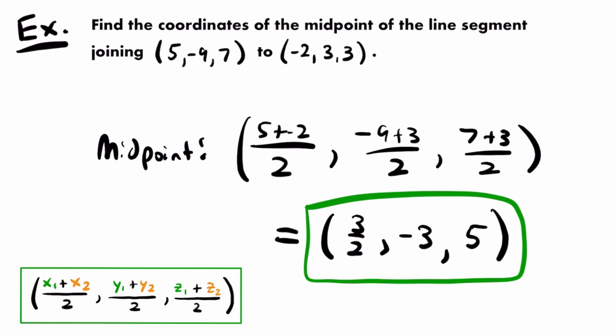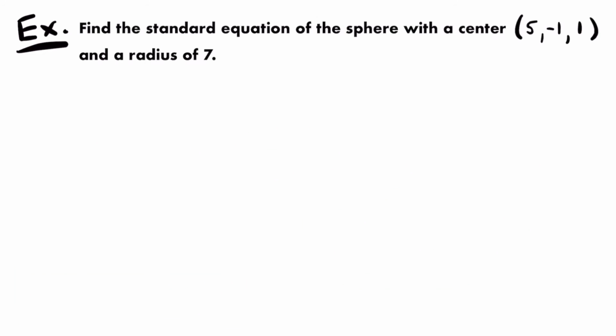All right, finding a midpoint is really just that simple. You average up the x-coordinates, you average up the y-coordinates, and you average up the z-coordinates. Let's take a look at a different example. Okay, so next up we want to find the standard equation of the sphere with a center 5, -1, 1, and a radius of 7.